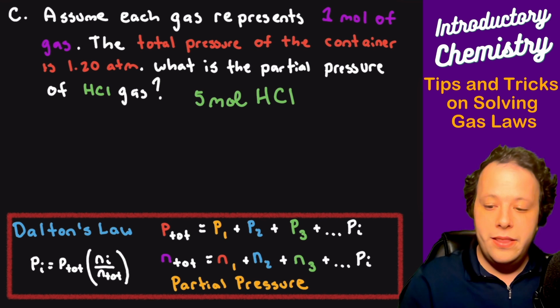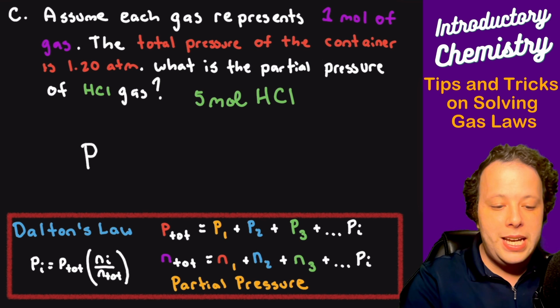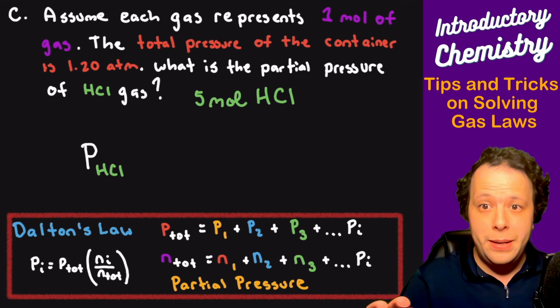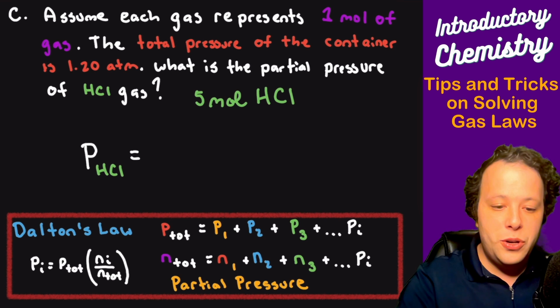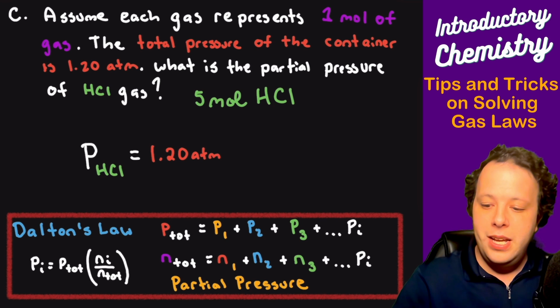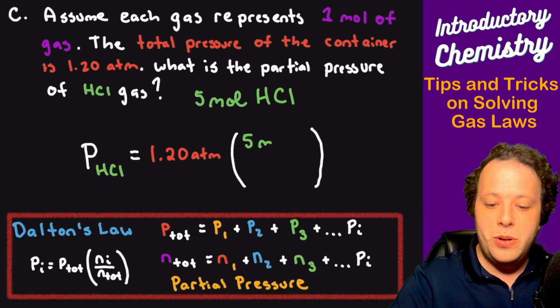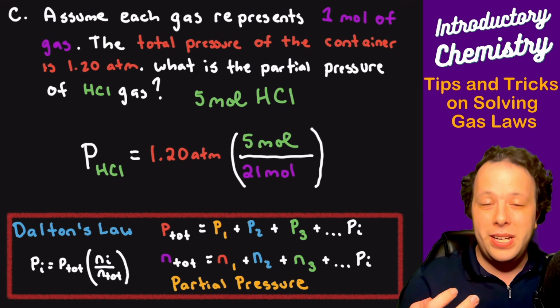So let's use this partial pressure equation that I've been kind of dancing around. In this case, we want to know what the partial pressure of HCl is. So that will replace our i, because i is just an index, it's just however you label it. In this case, we are labeling it as HCl. So we have our total pressure, which is 1.20 atmospheres. And then we're going to multiply that by our mole fraction. So that was 5 moles all over 21, which was the total number of moles. So that was all the little molecules that were in the container.